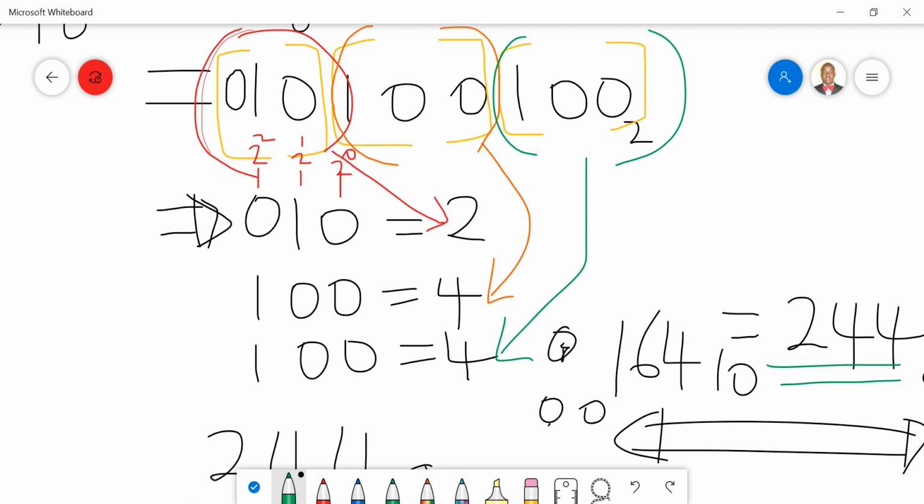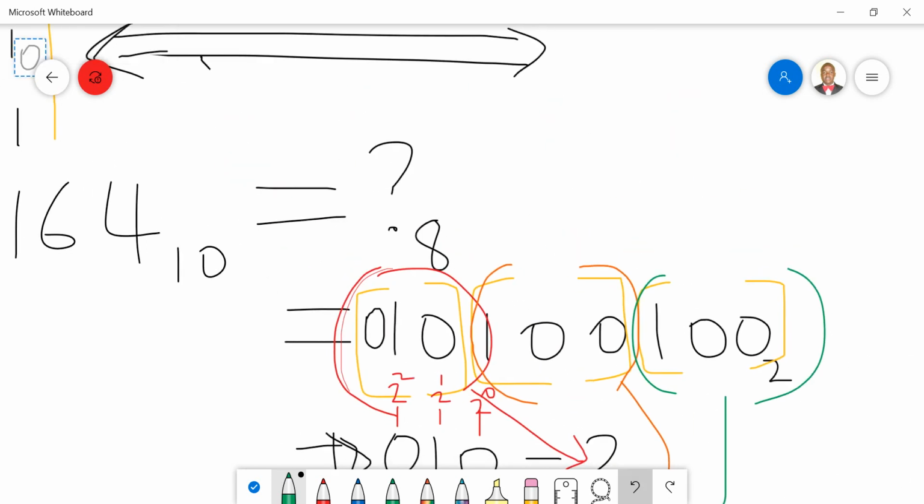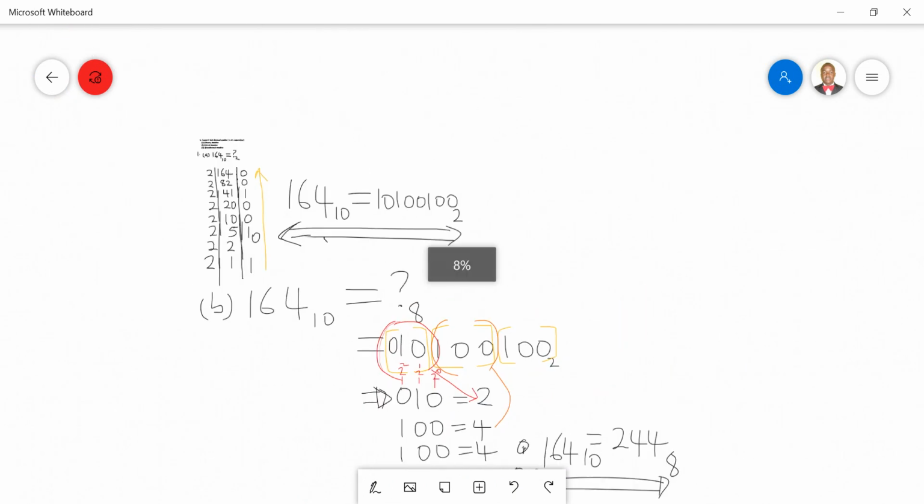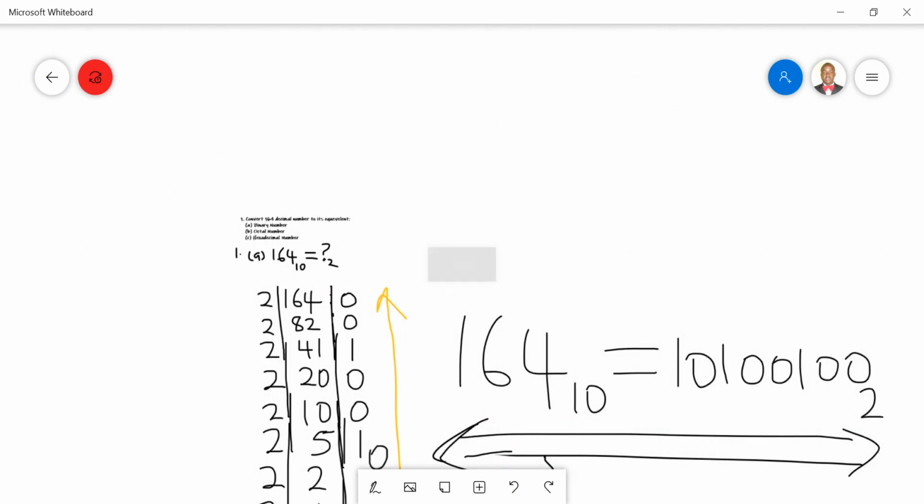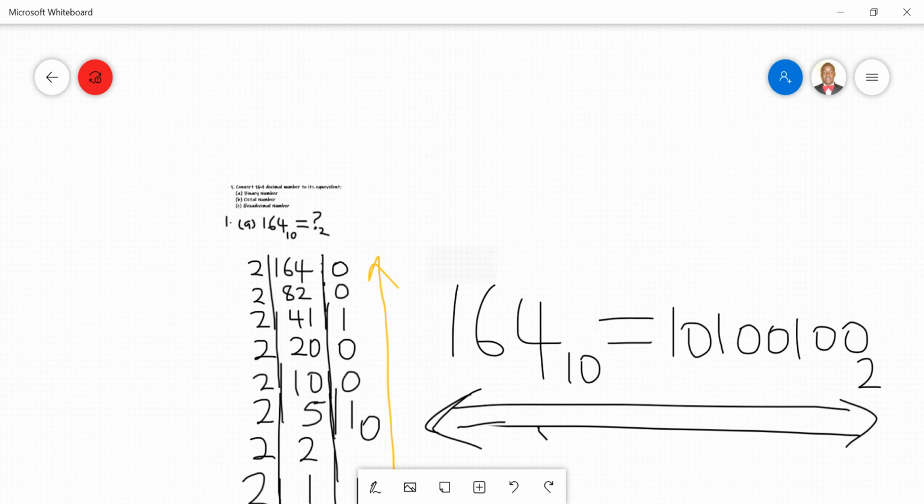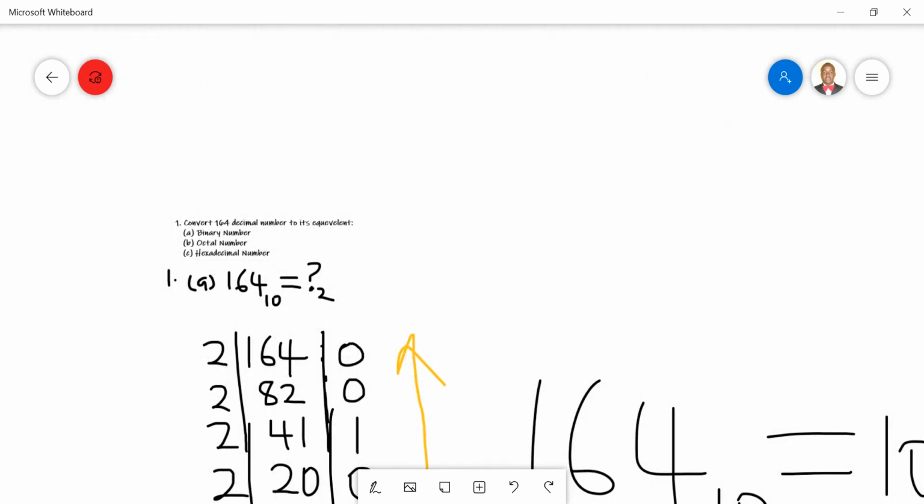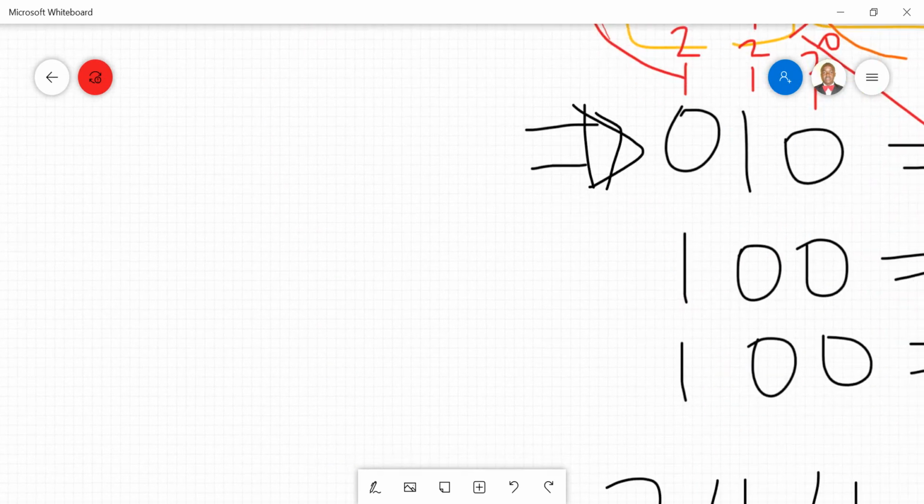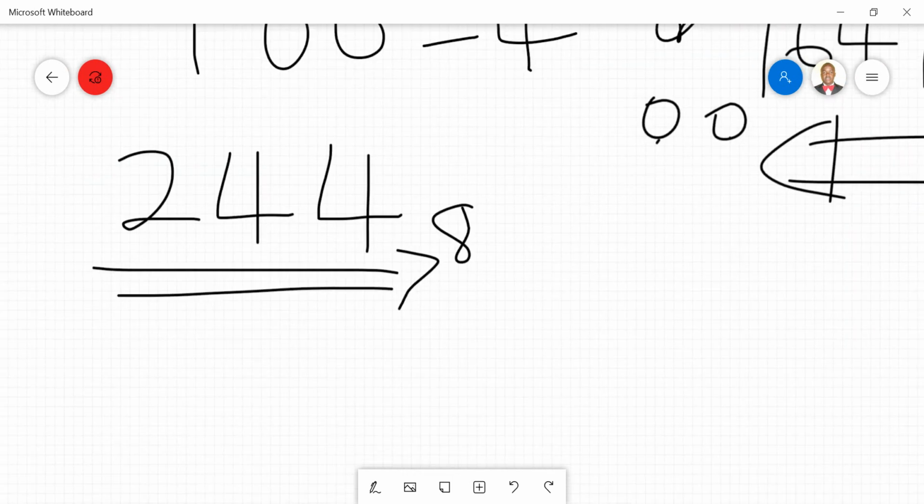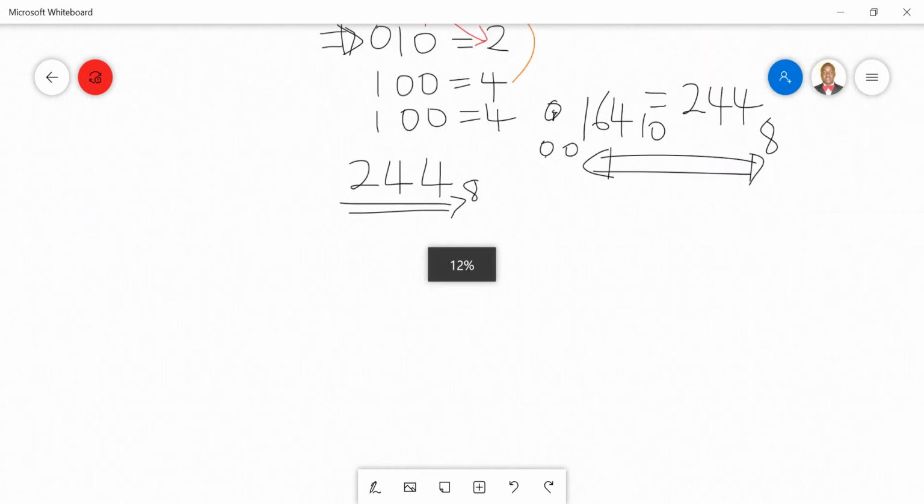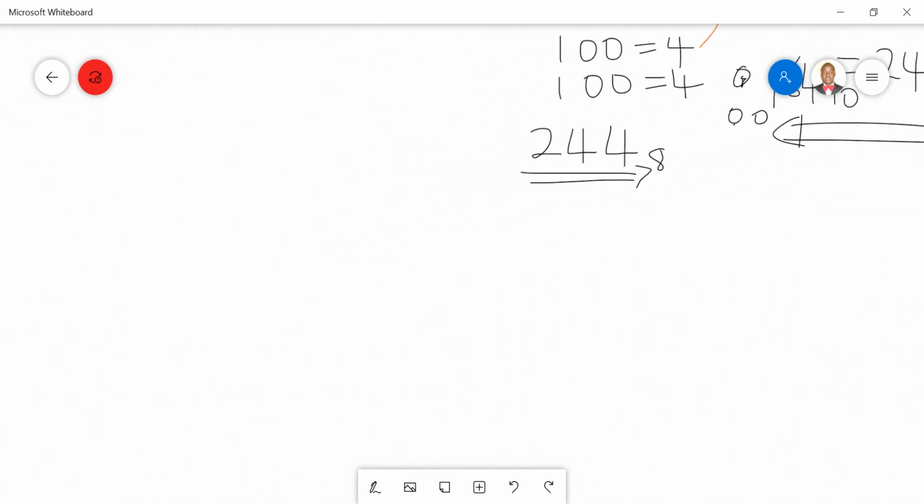So now let's do the last part. From the question, it says you must also convert it to a hexadecimal number. So we're going to do the hexadecimal number.